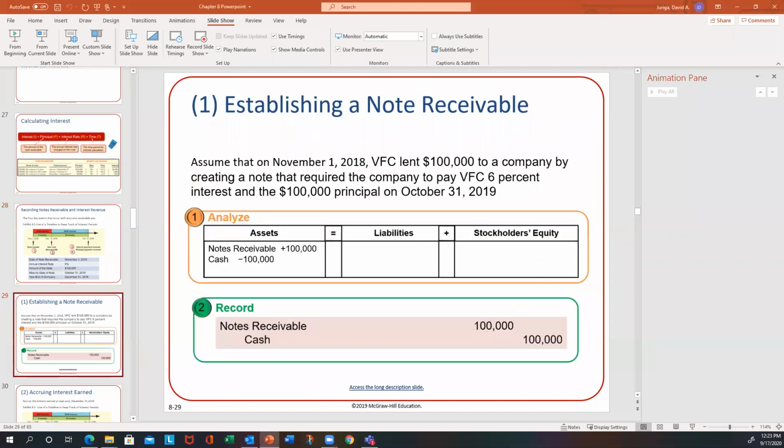All right, so to show you again how you would establish a notes receivable, we would debit the note, credit the cash that we're lending out.